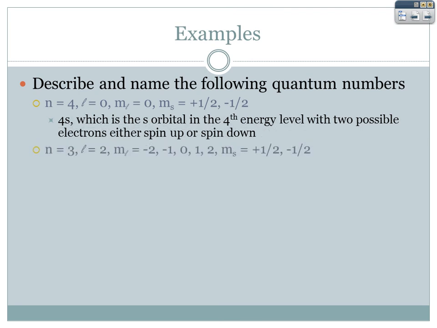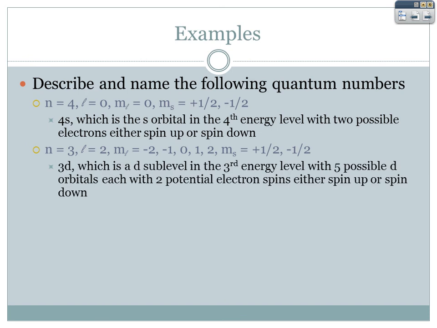Or I could give you n equals 3, L equals 2, m sub L equals -2, -1, 0, 1, 2, and m sub s is equal to +0.5 or -0.5. Now this is going to be a 3rd energy level. L equals 2 means it's a d orbital, and d orbitals have 5 orbital options, each with a spin option of +0.5 or -0.5. So it's a 3d, which is a d sublevel in the 3rd energy level, with 5 possible d orbitals, each with 2 potential electron spins, either spin up or spin down. So I could ask you to kind of define that.